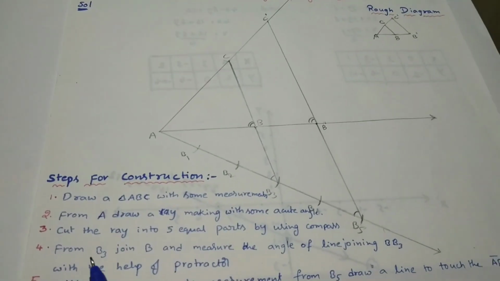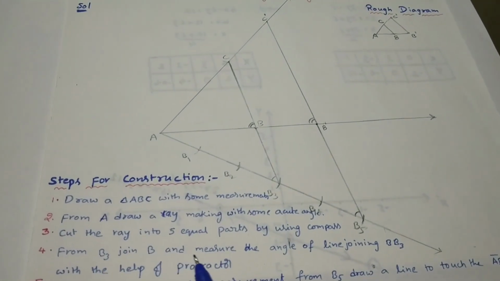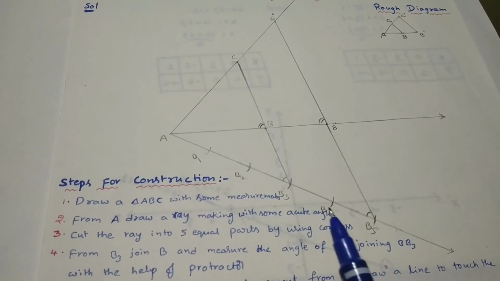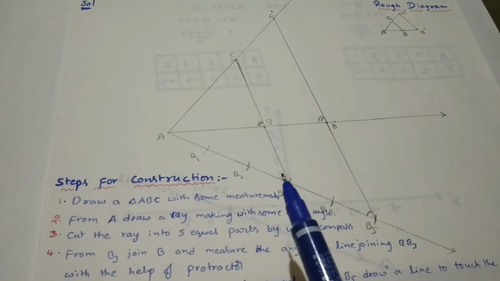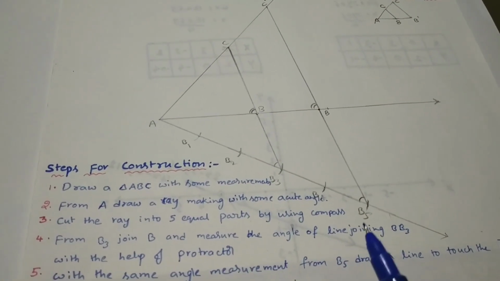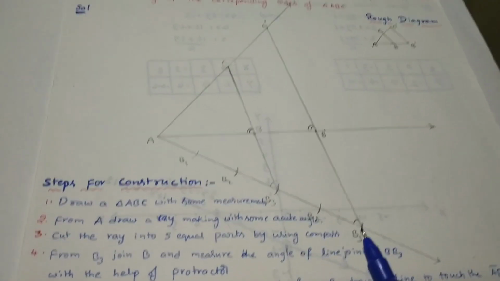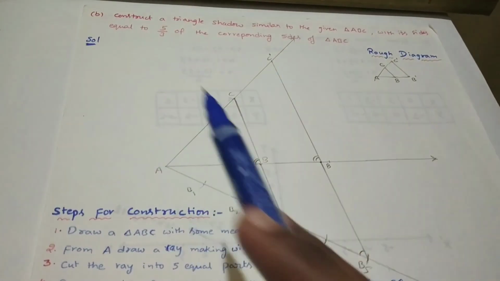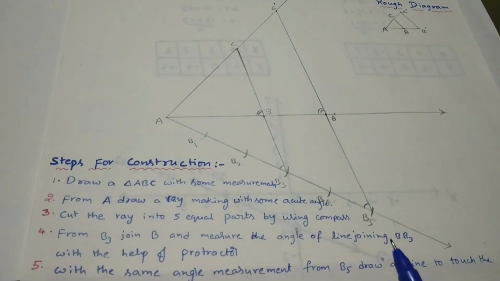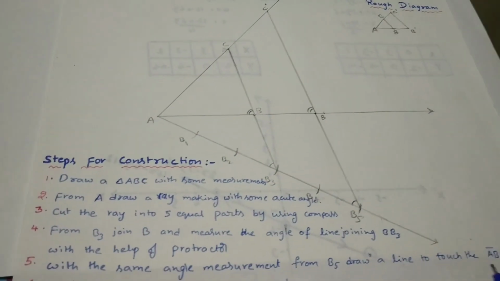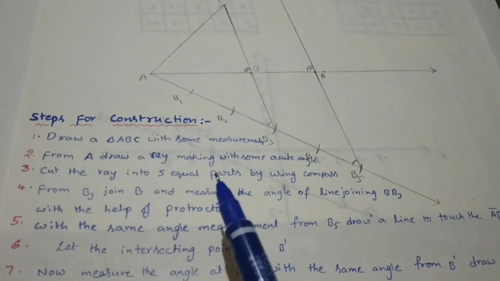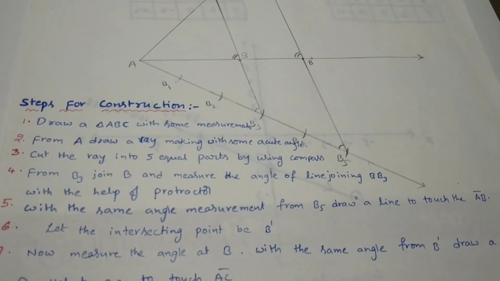The same point here I wrote: from B3 joining B, measure the angle of the line joining B, B3. This angle I measured with the help of a protractor, with the same angle measurement from B5. Why should I take B5 only? Already I told you, 5 by 3 parts which I have to do. So measure the angle, with the same angle from B5 draw a line to touch the AB line. Let the intersecting point be B dash.